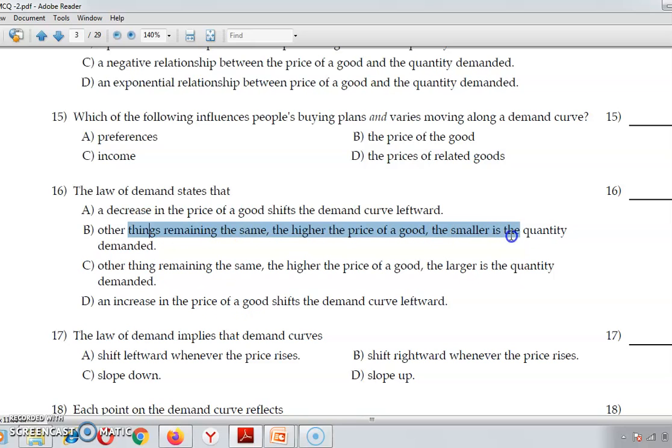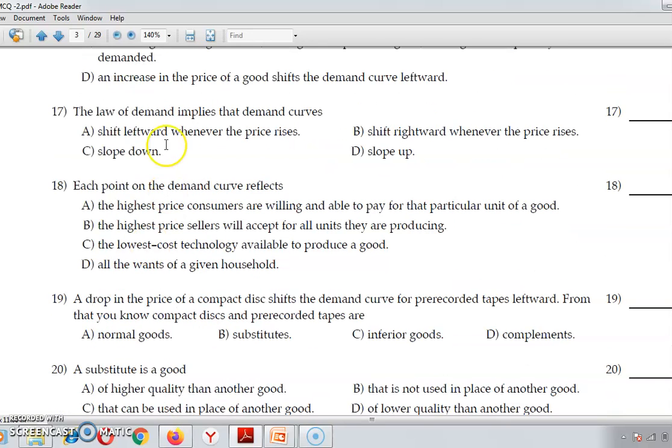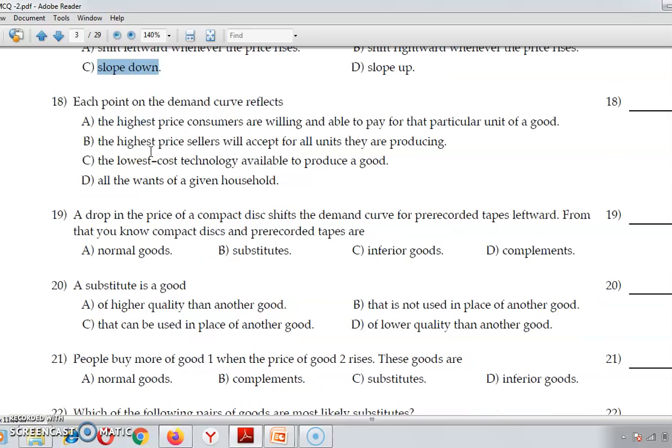यही हो हाम्रो नियम नै, यही हो law of demand. B is the correct answer. 17, the law of demand implies that demand curves shift leftward whenever prices rise, shift rightward whenever the price rises, slope down, slope up. यसको आन्सर के हो? डिमान्ड कर्व कहिले पनि के हुन्छ? स्लोप डाउन हुन्छ. हजुर, C is the correct answer.